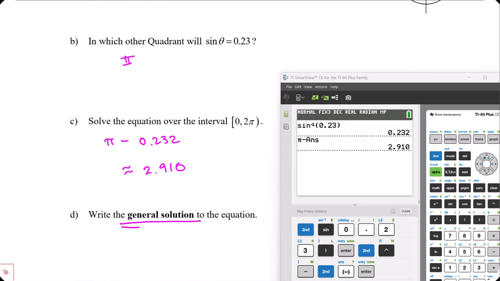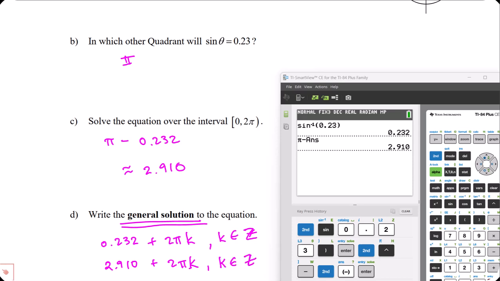So the general solution is going to be that first answer, which is 0.232, plus, since we're doing radians, 2 pi around and around and around k, and of course k is an element of the set of integers. And then this other angle that we have in the second quadrant, 2.910, and then round and round and round, all angles that land in the second quadrant, they're all coterminal. Remember that word? k is an element of the set of all integers.